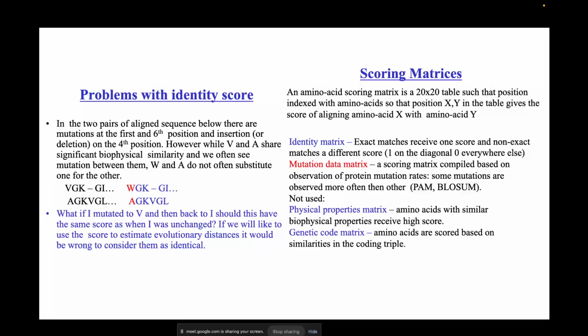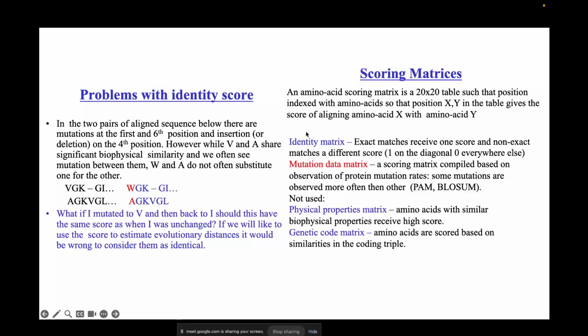So an amino acid scoring matrix is basically a 20 by 20 table. You have 20 possible amino acids, so it's a matrix of 20 by 20 dimensions, and each element inside the matrix will tell you about the score. If A is substituted by W, what is the score? When W is substituted by S, what is the score? So you create a matrix like this, which is predefined.